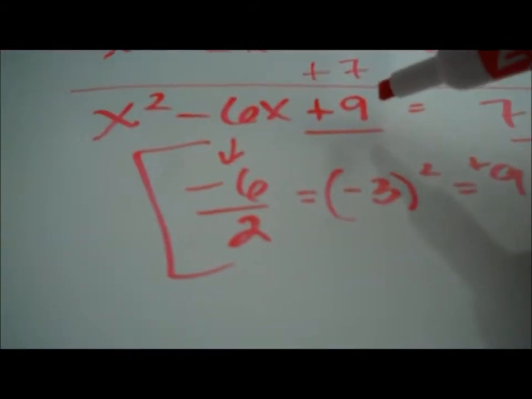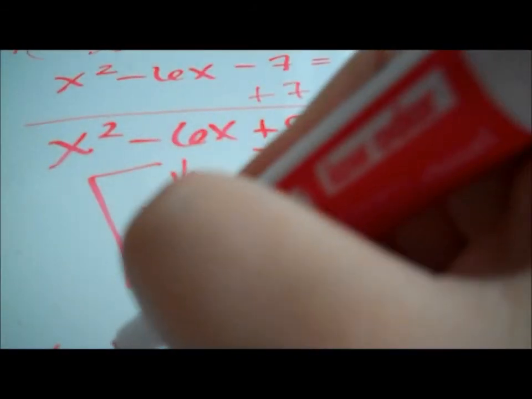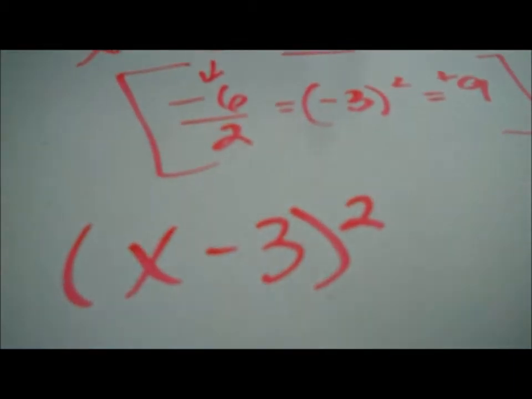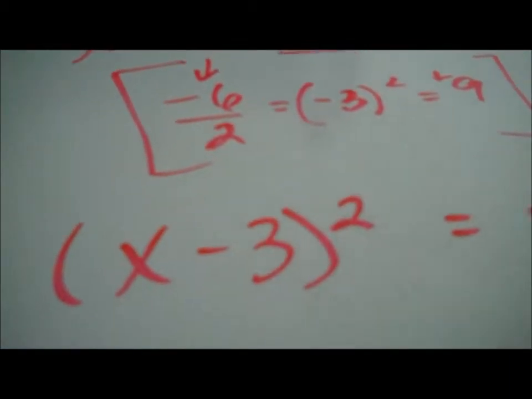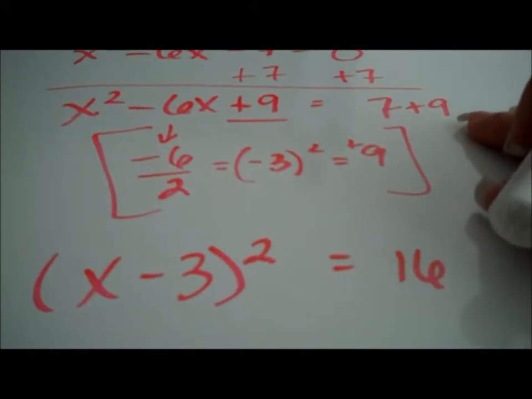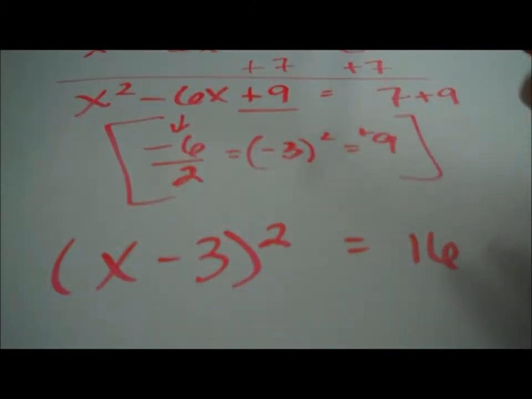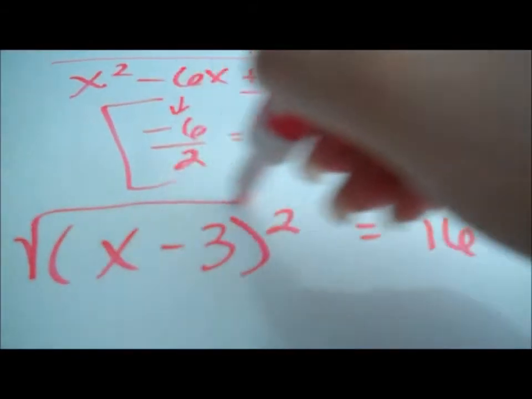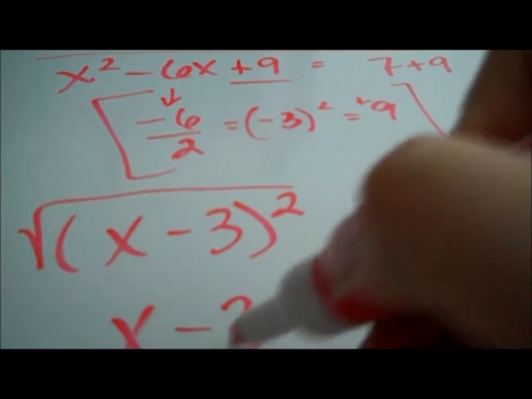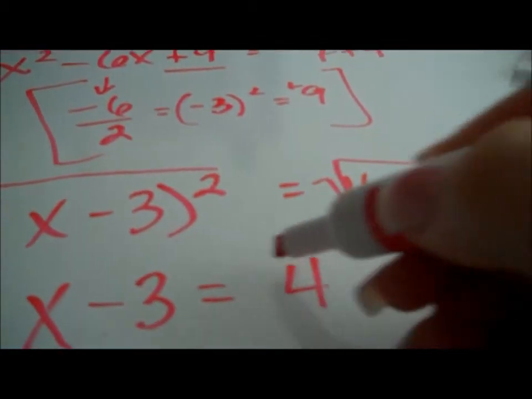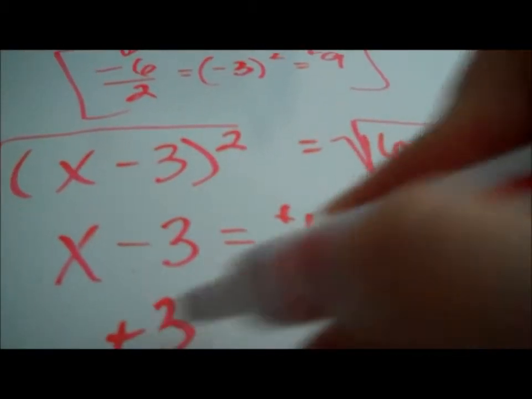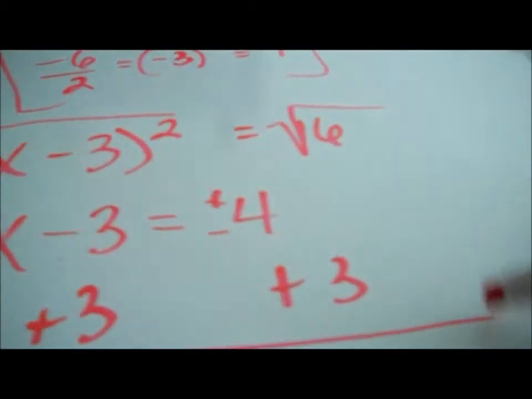I need to factor my trinomial, which is the quantity x minus 3 quantity squared equals 16 on the right-hand side, because 7 plus 9 is 16. Then I need to solve for x. So to do so, I have to take the square root of both sides. So I get x minus 3 equals positive and negative 4. And then to get x by itself, I have to add 3 to both sides.